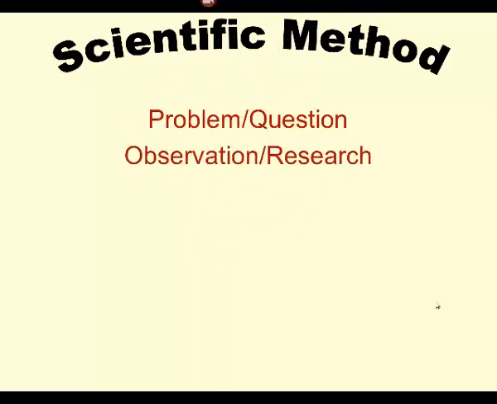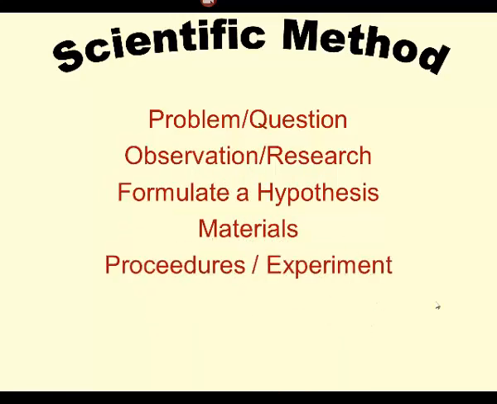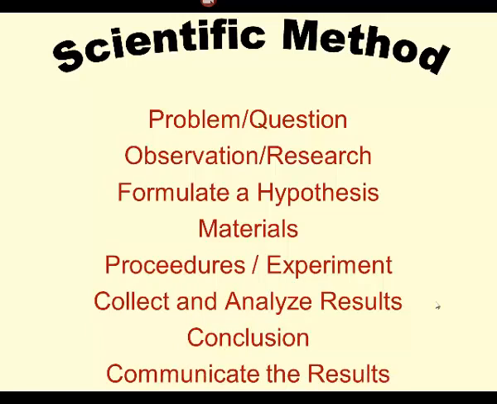So the steps in the scientific method, in order, are the problem or the question, observation and research. You're then going to formulate a hypothesis. After you formulate a hypothesis, you are going to make sure that you list all of the materials that are involved in your experiment. You're going to create a procedures list or your experiment list. So it's going to be step by step kind of the recipe for how you're going to go about performing your experiment. You're going to collect and analyze data or analyze results during your experiment. You'll then conclude your experiment. So after looking at and analyzing all of those results, you'll come to some form of conclusion.